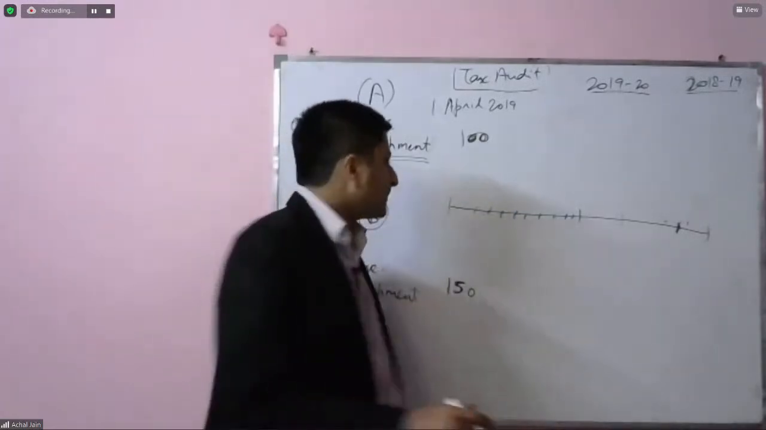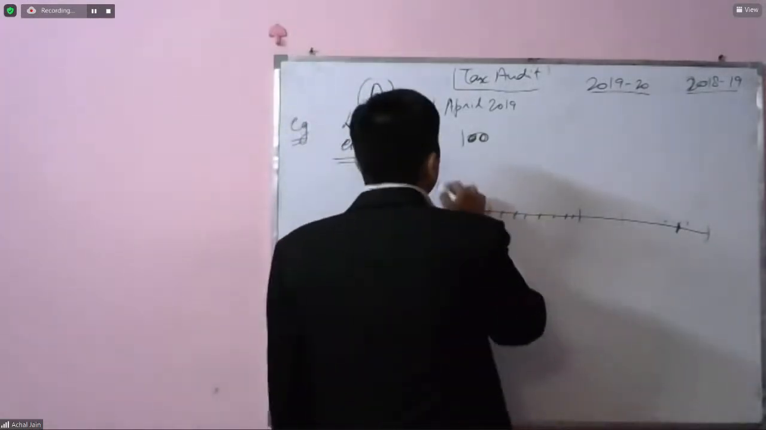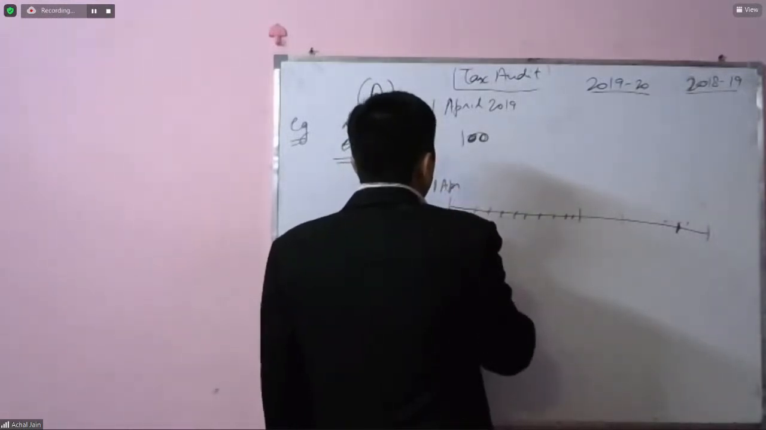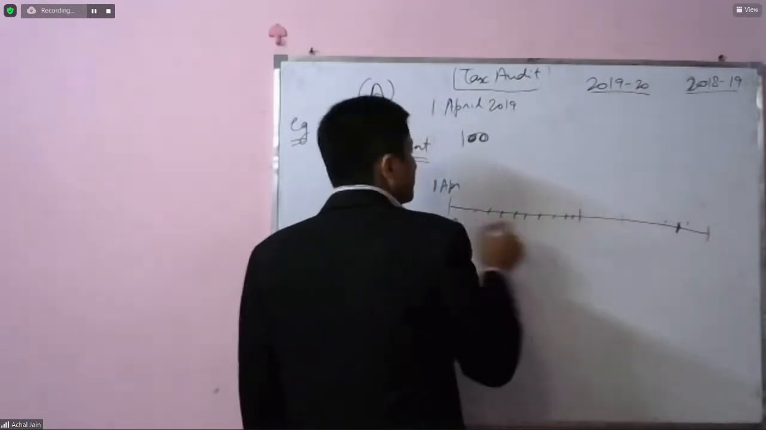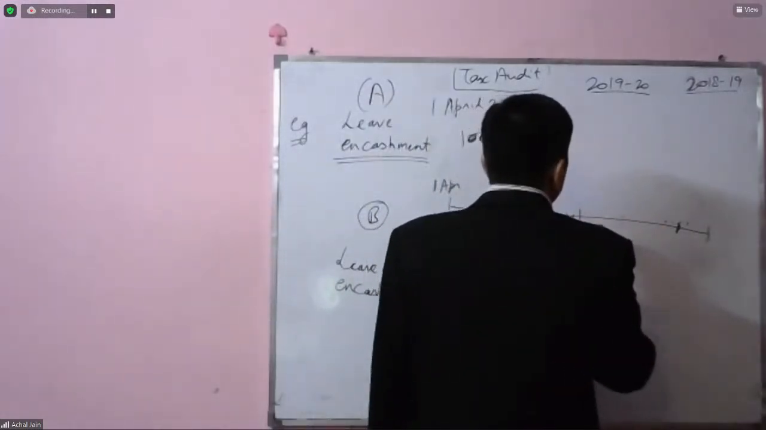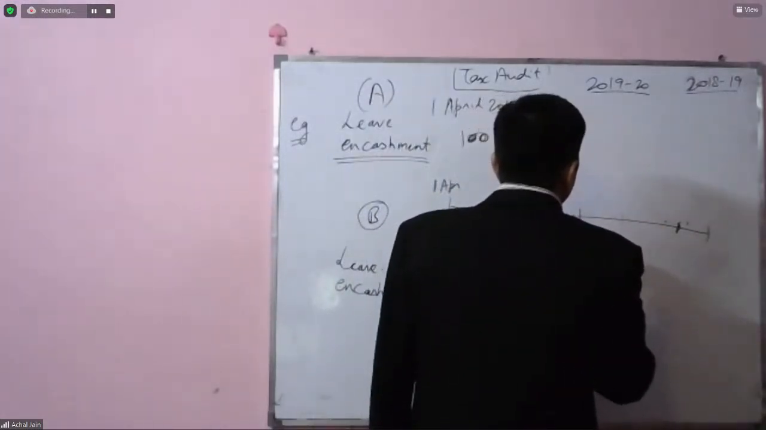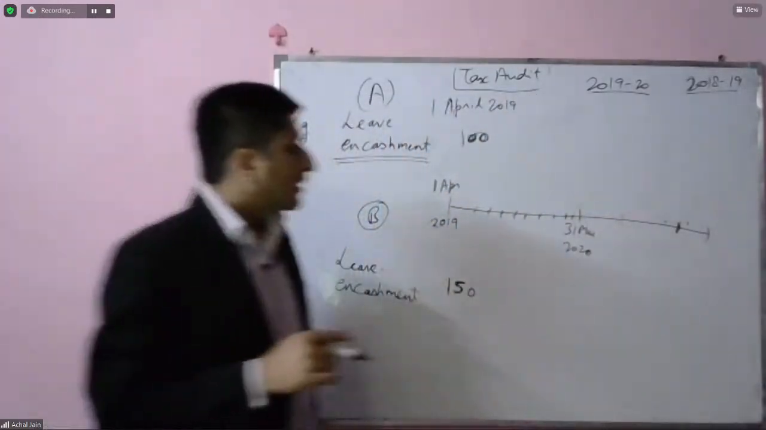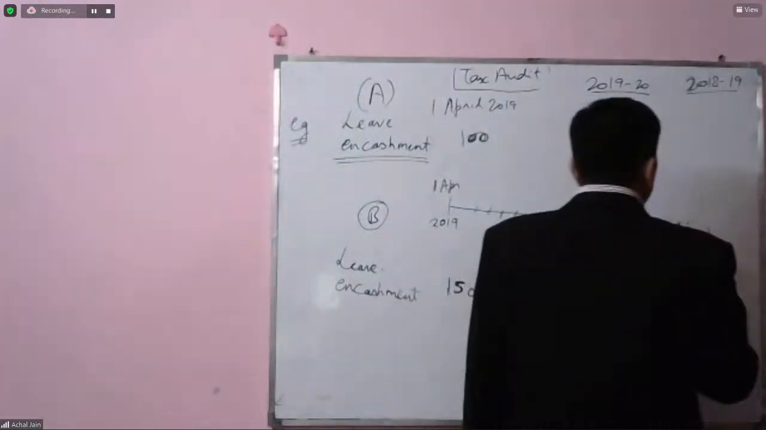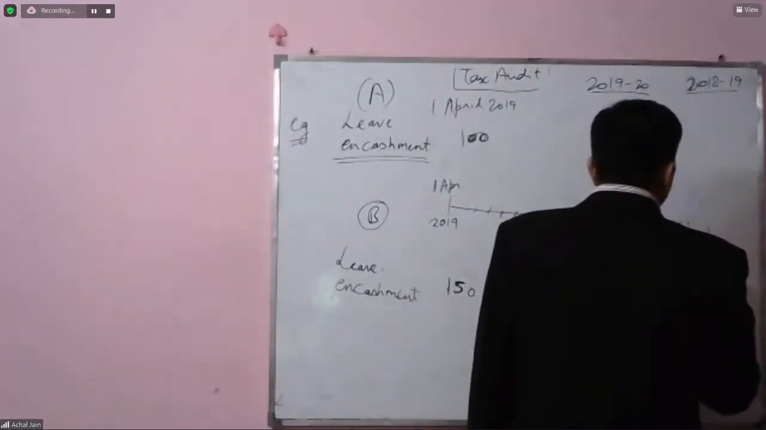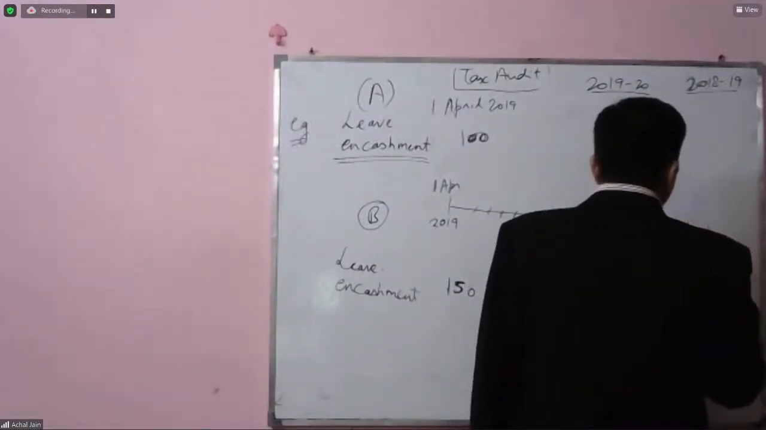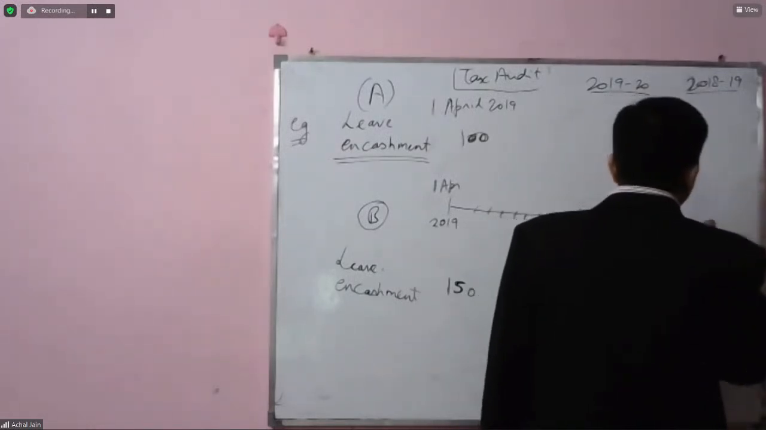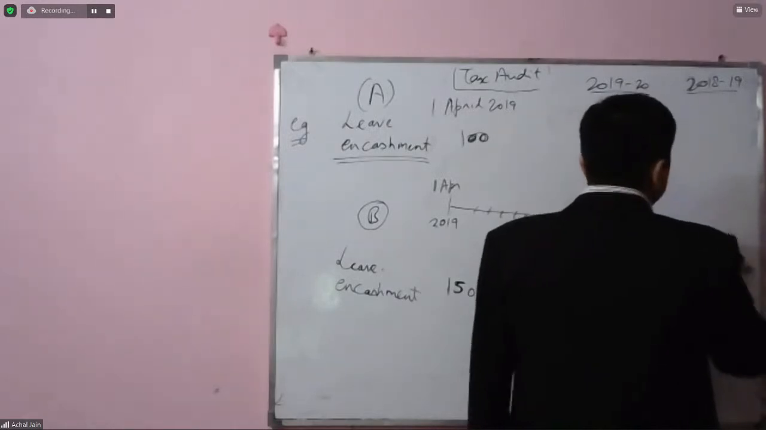Correct? Okay. Now we are on 2019-20. So this is 1st April 2019. This is 31st March 2020. And let's suppose its due date to furnish the ITR is 31st of October 2020. So this date got extended, but I'm just ignoring that. This is only for the purposes of our example.